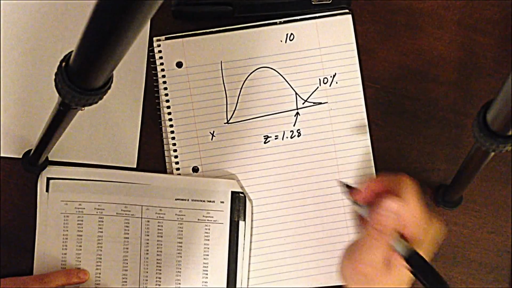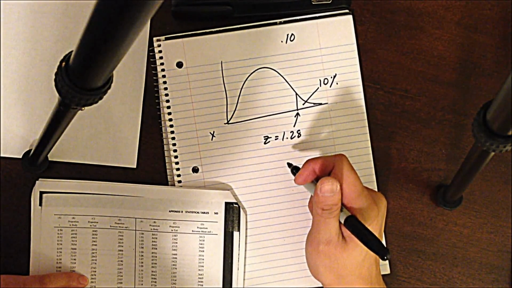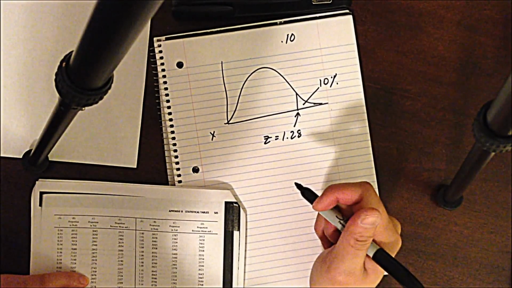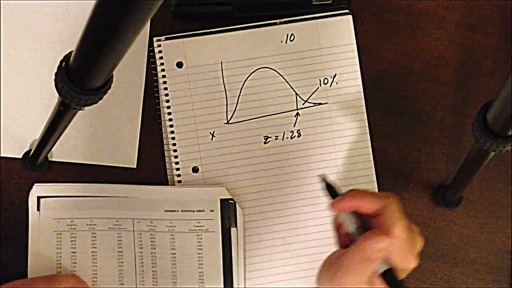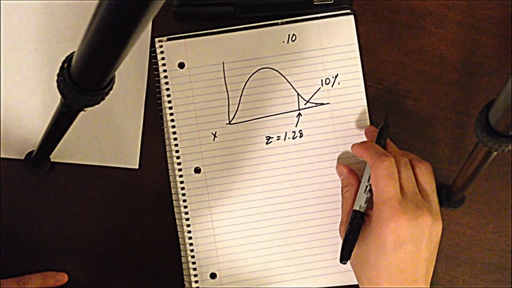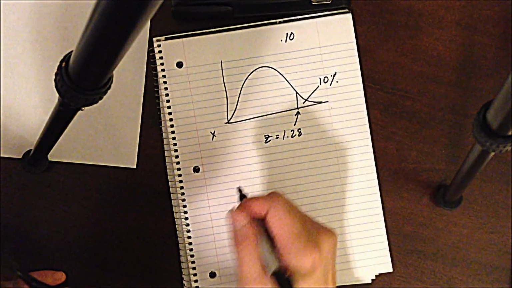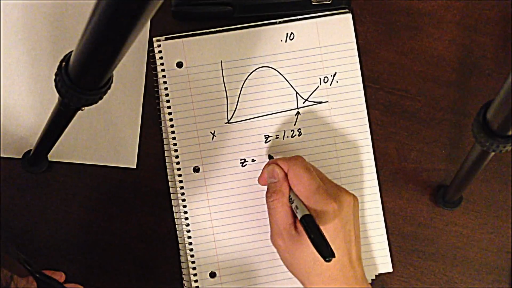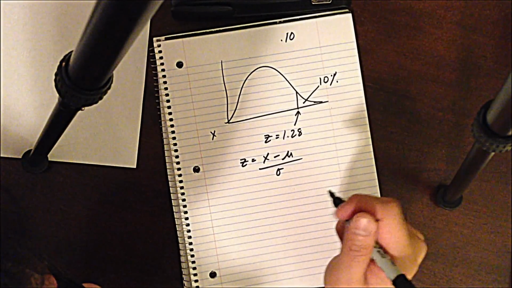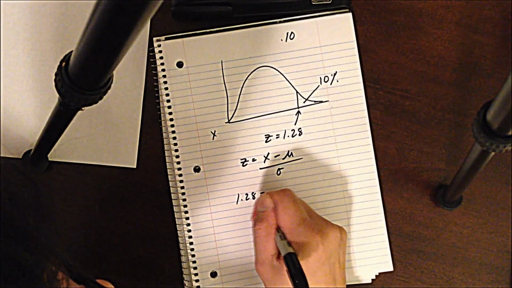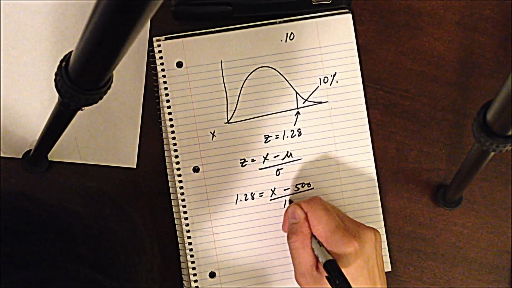But that's our z-score. So now we have to convert our z-score back to an x-score. Because the question asks, what is the minimum SAT score needed to be in the highest 10% of the population? Not, what's the z-score needed? The z-scores don't really make sense. It just tells you where you are relative to everything else. So let's convert this back. We know that z equals x minus mu over standard deviation. Let's plug in our known values. So 1.28 equals x, we don't know x yet, minus 500, over the standard deviation, which is 100.